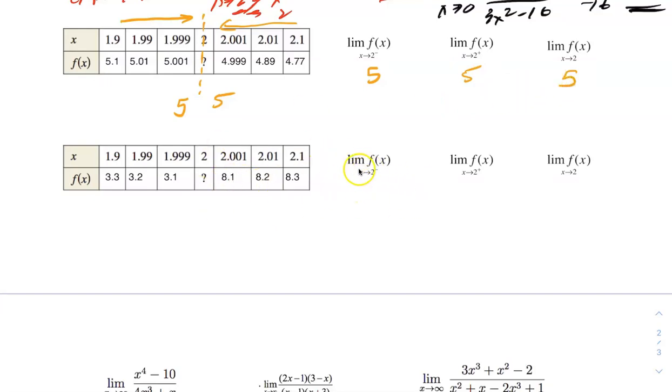Now that we have the idea, limit of f of x as x approaches 2 from the left. So here's 2. From the left, it looks like we're getting down to 3. From the right, going this way, as you get closer from the right, look at your numbers: 8.3, 8.2, 8.1, you can get close to 8. Those do not match, so it does not exist.